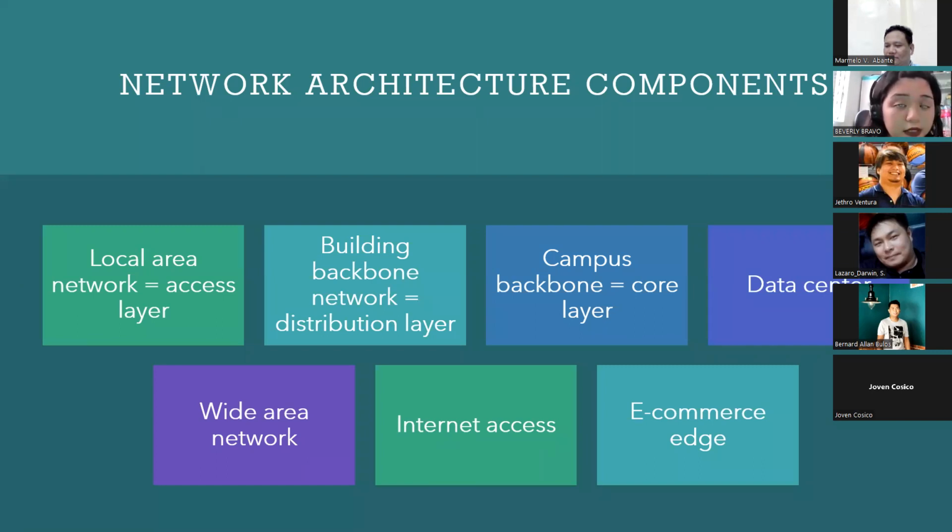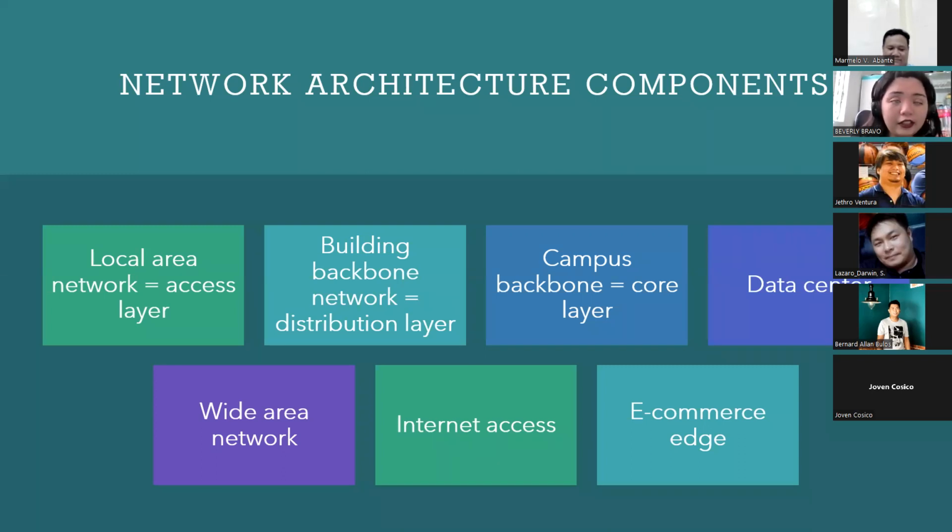We have the local area network, the building backbone network, campus backbone, data center, wide area network, internet access, and e-commerce edge. Let's break down each component. First, we have the local area network. This is probably the most familiar type of network for all of us because we've probably used this at home, in school, or even at work.